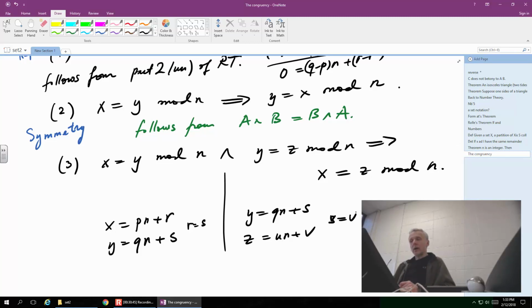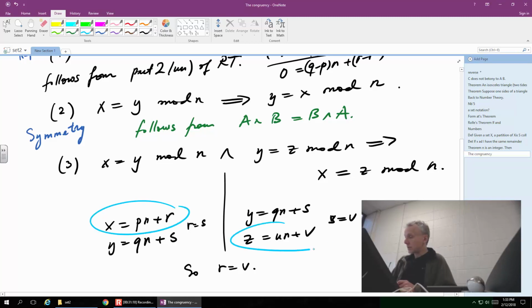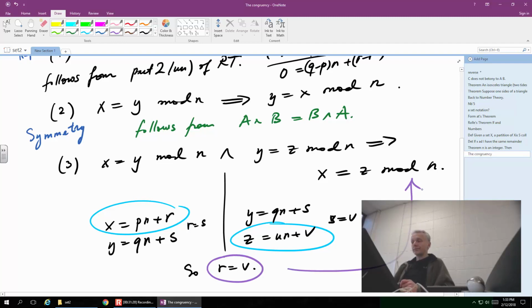So x is congruent to y mod n means that they have the same remainder in the division by n, which is what I wrote over there. And then the same thing with the second one, y and z have the same remainder. So s is equal to v. So you see what's happening then? r is equal to s is equal to v. So r is equal to v. And so I'm just leaving what matters. So y is gone. So this one, together with that, gives me that.